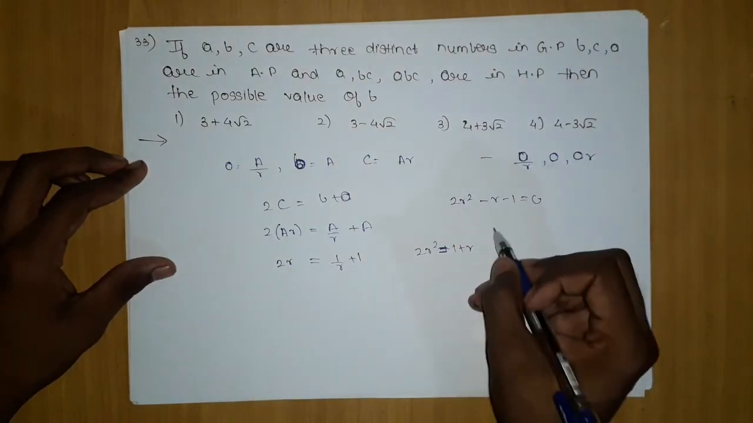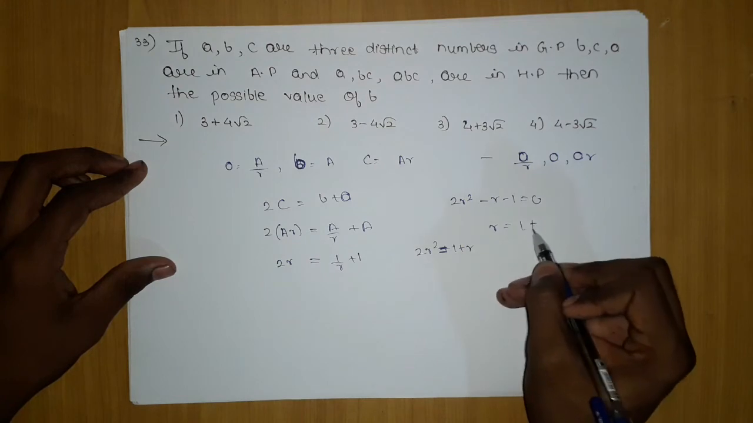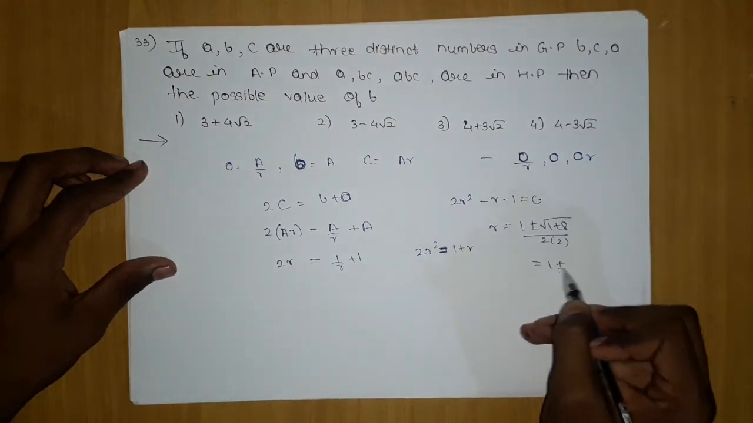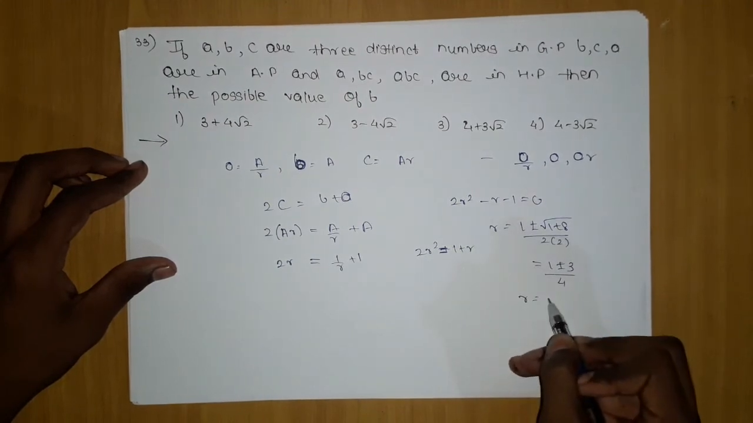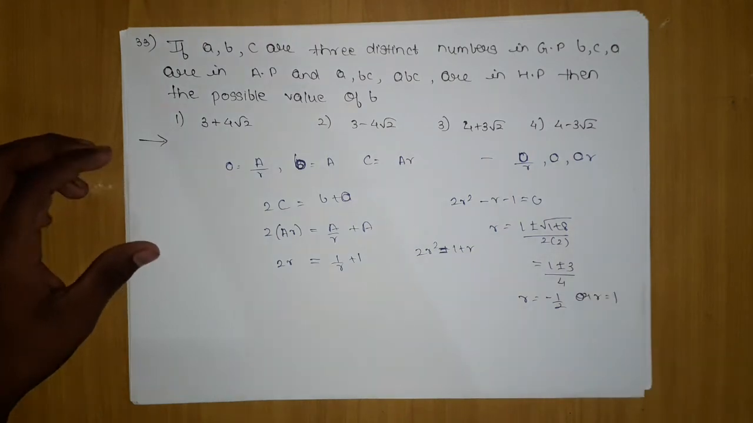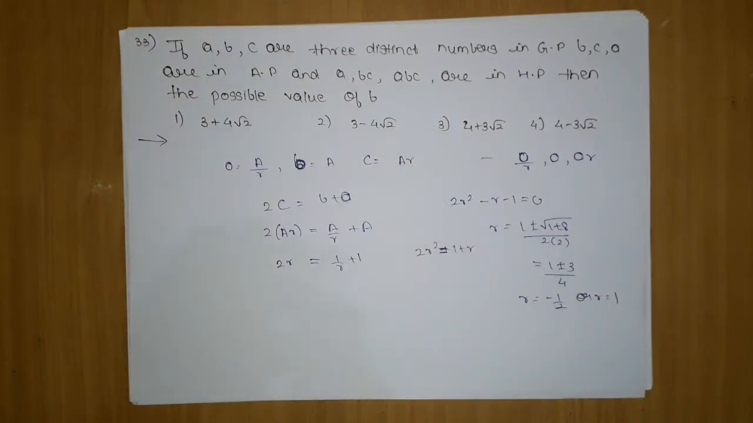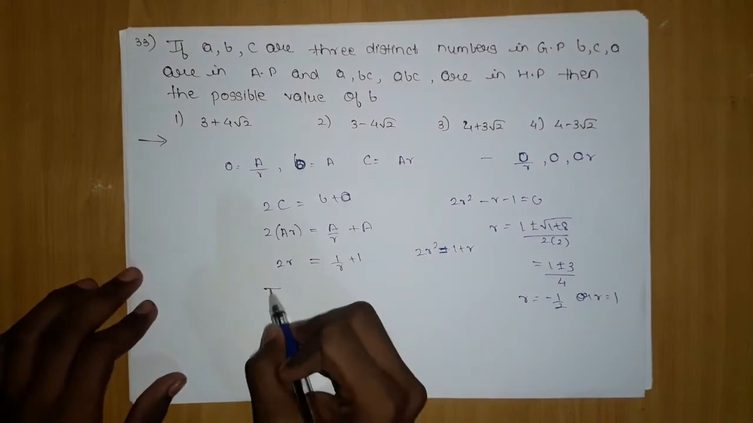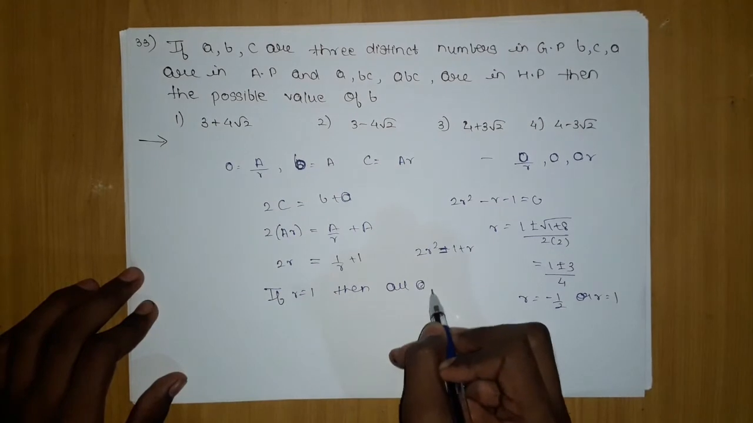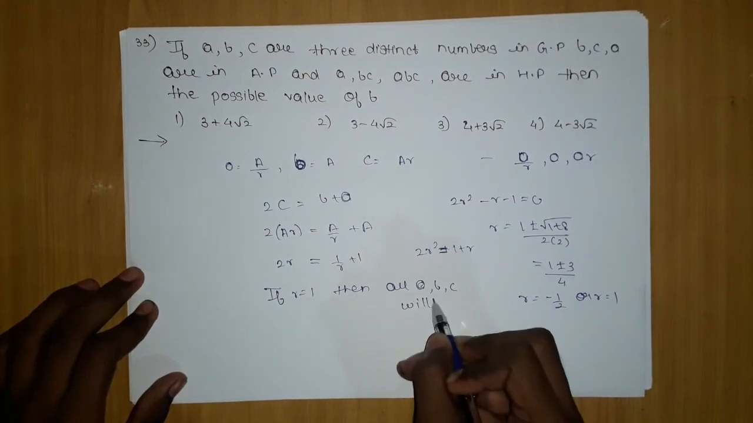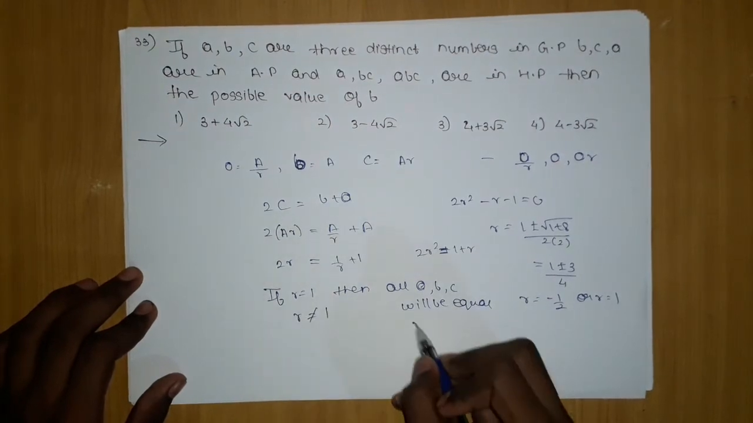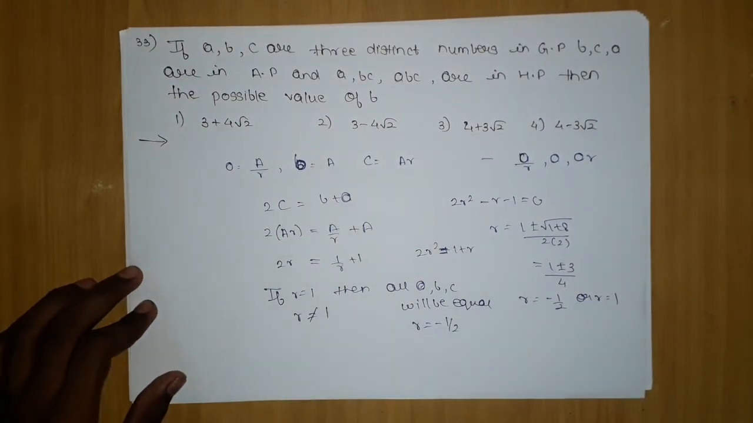If I get the r value, it will be 1 plus minus under root 1 plus 8 by 2 into 2, which gives 1 plus minus 3 upon 4, so r is equal to minus 1 by 2 or r is equal to 1. If r is equal to 1, then a, b, c will all be equal, but they are distinct, so r cannot be 1. So r is equal to minus 1 by 2.